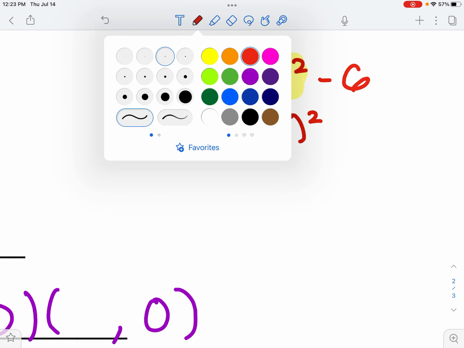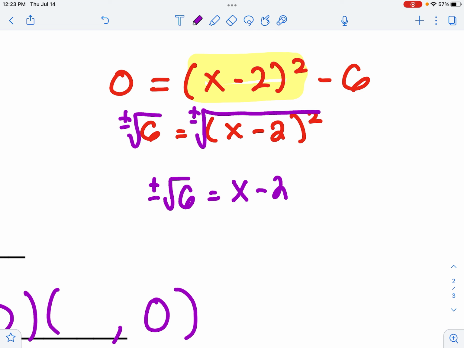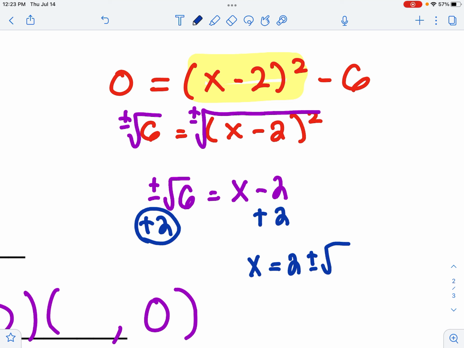So now we can get rid of that square by square rooting. Don't forget to do plus or minus. So now we have plus or minus root 6 is equal to x minus 2. And last but not least, we have to add 2 to both sides to get x by itself. So we have x equals, remember we write this number first, that's a positive 2, and then the plus or minus root 6. We can't simplify that anymore.